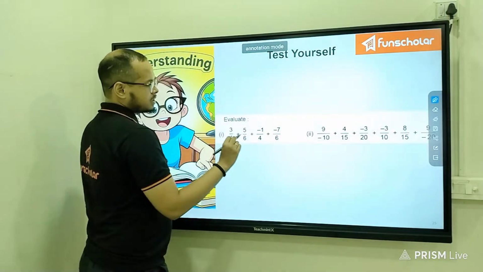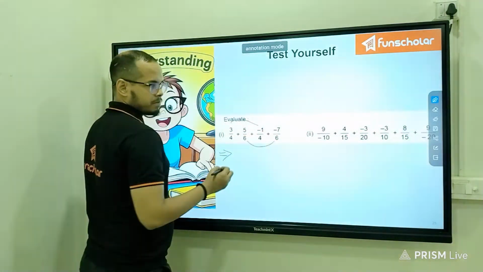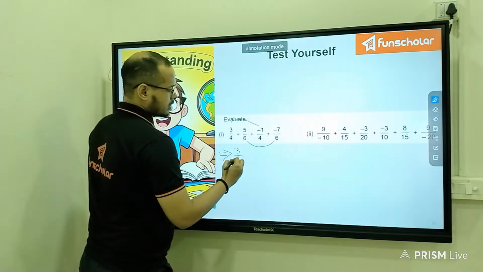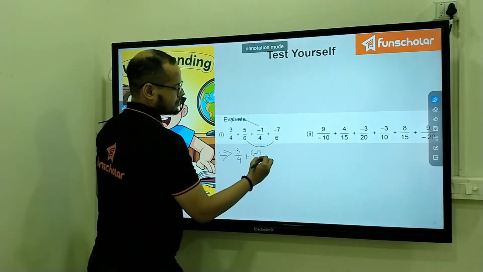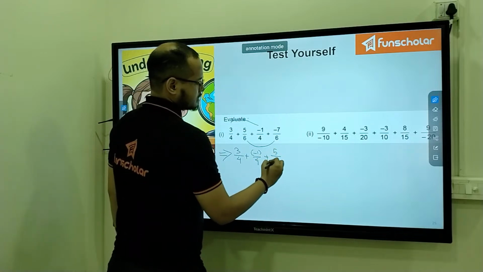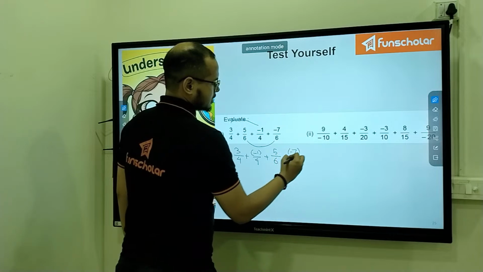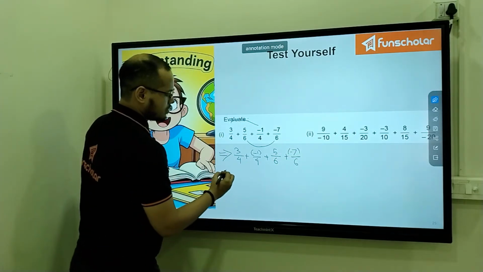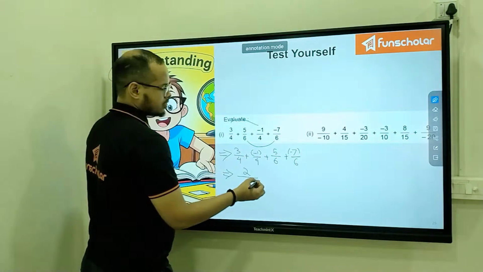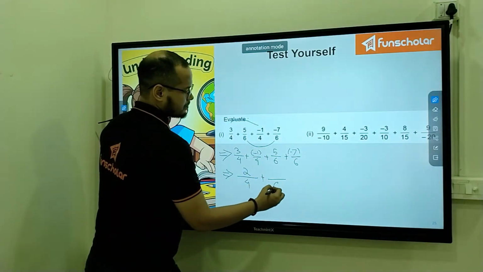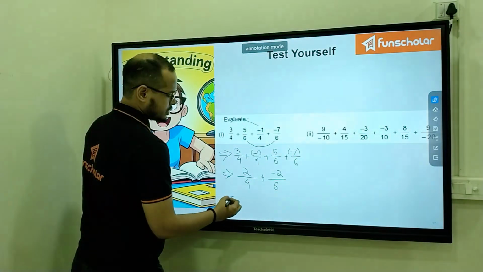I will take the ones with the same denominator in a bracket. So 3 by 4, I will just write it like this: 3 by 4 plus minus 1 by 4, plus 5 by 6 minus 7 by 6. You can also write it like this, it's the same. Now denominators are the same, right? This will be 3 minus 1, 2. Denominator again the same, minus 2. Now what is the LCM of these two? It's 12.